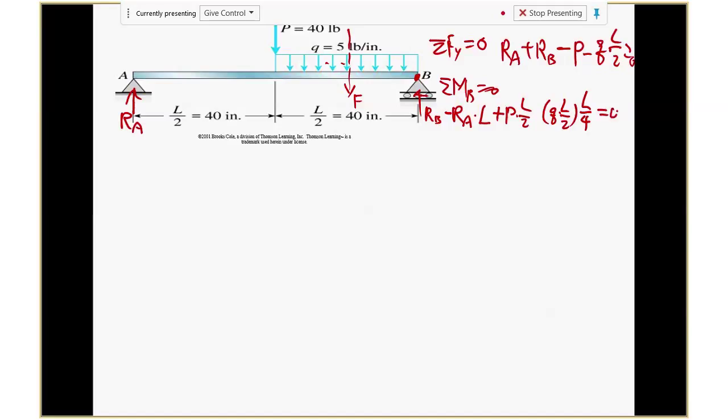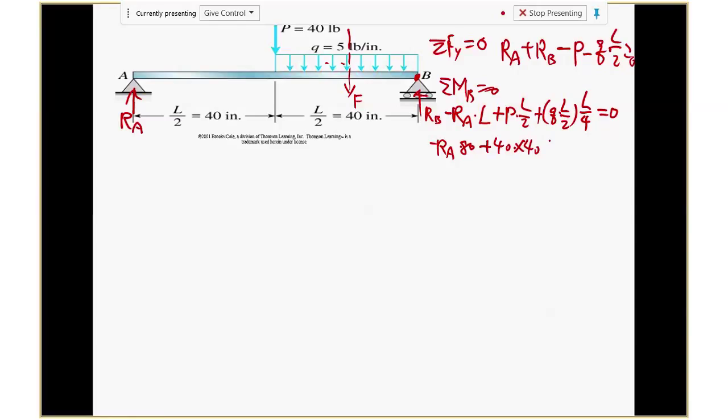So it equals 0. Now can we find out RA and RB? Yes, let's use this one to find RA first. So you have RA times L, that's 80, plus P, that's 40, times half L, that's 40. Half L is 40. And then this one here, plus or minus? Plus, because from point B it's counterclockwise, so it's plus.